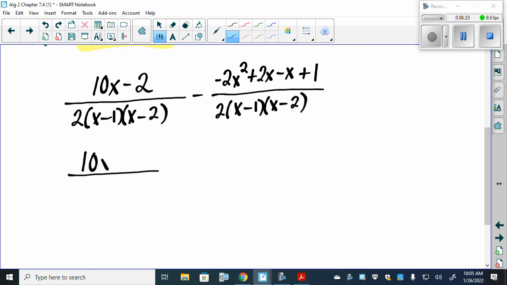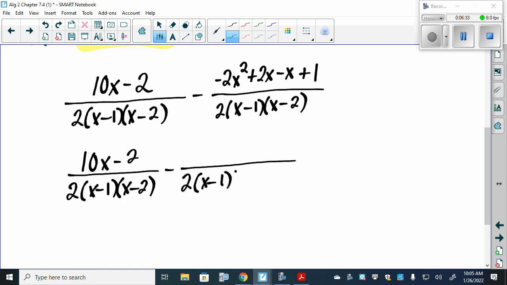Here we're going to have 10x minus 2 over 2 times x minus 1 times x minus 2, minus the other fraction over 2 times x minus 1 times x minus 2. And we can combine our like terms, so we'd have negative 2x squared, because there's no other term with x squared. Our 2x minus x is going to be plus x, and then minus 1.